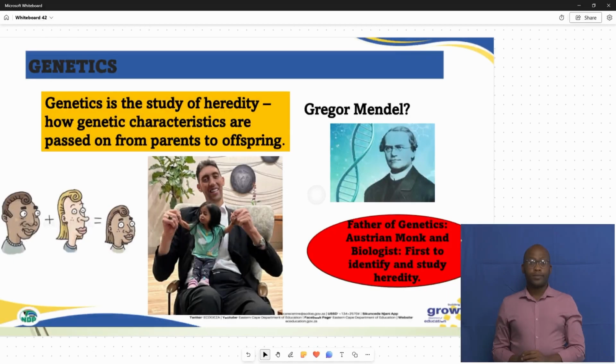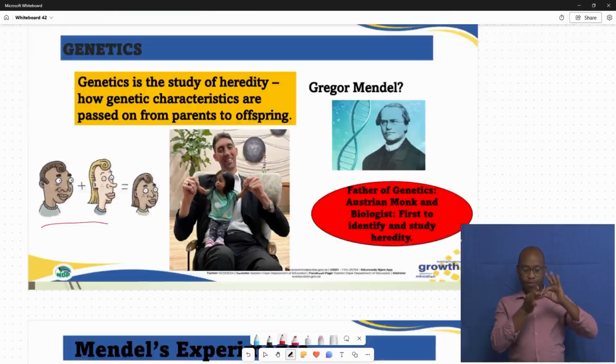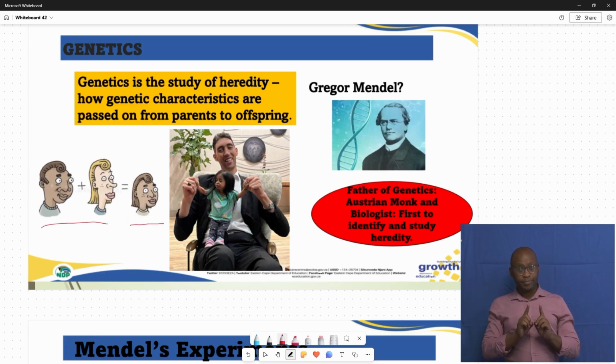Now, what is genetics? Genetics is described as the study of heredity. This is how characteristics are passed on from parents to offspring. Now, if you look at this example over here, we can see here that we have got two parents and we have got their offspring. Now, remember, offspring receive half of their DNA from each parent. So it means that this child has received half of their DNA from the father and half of it from the mother.